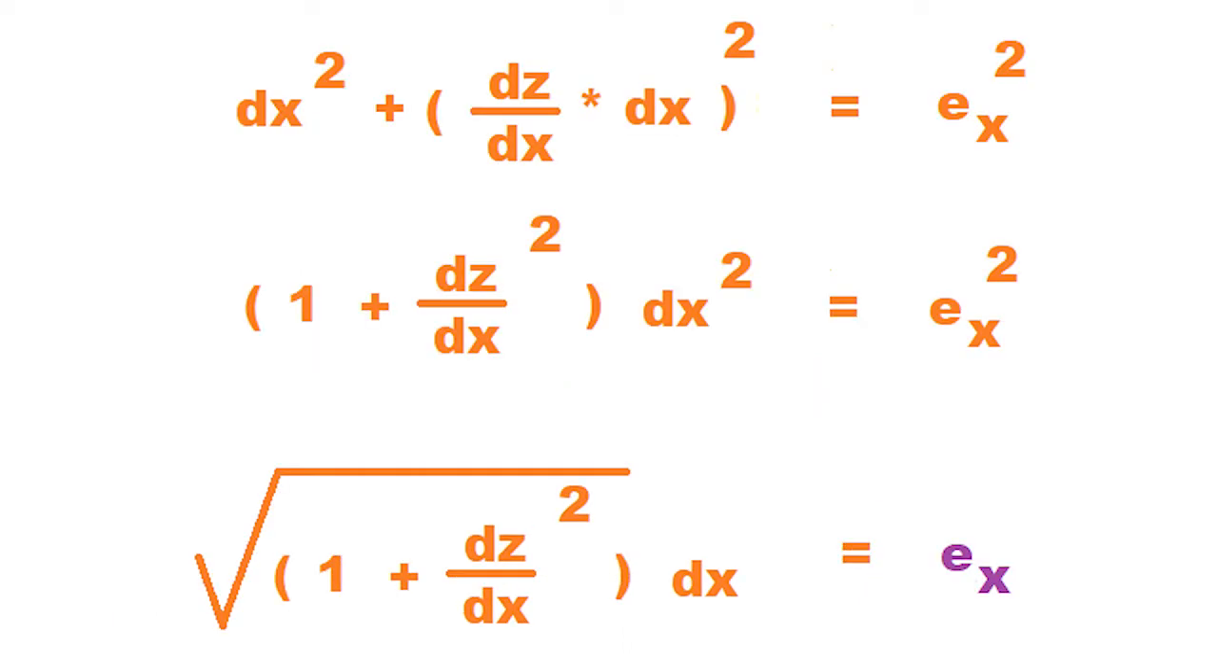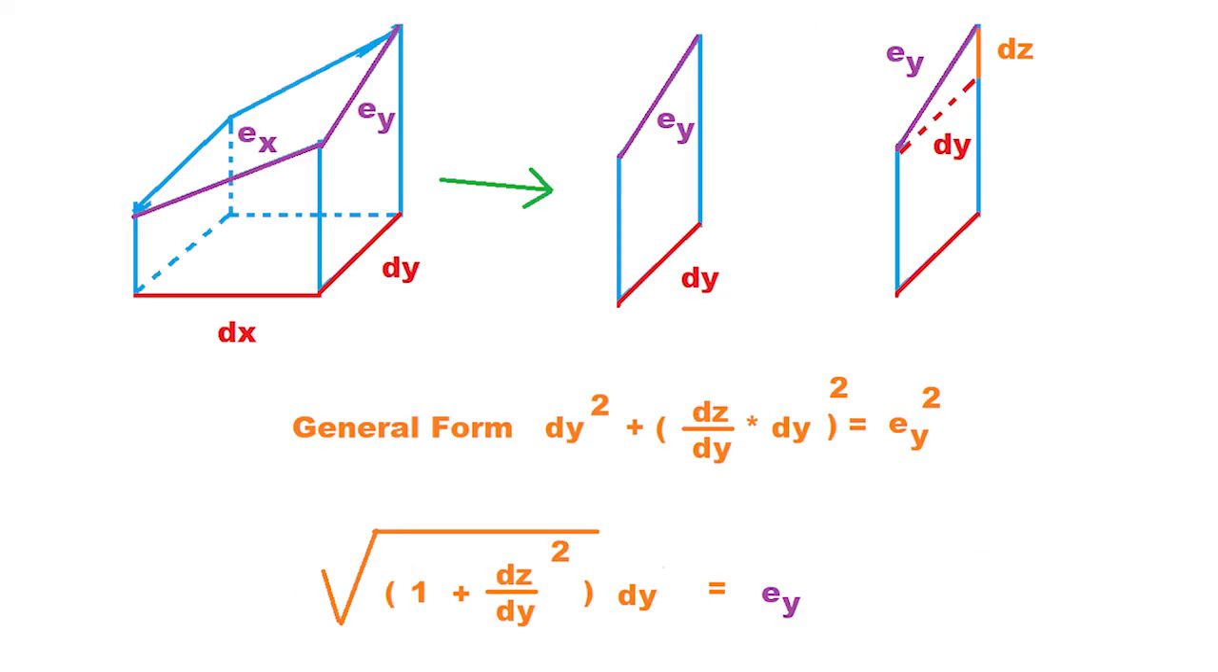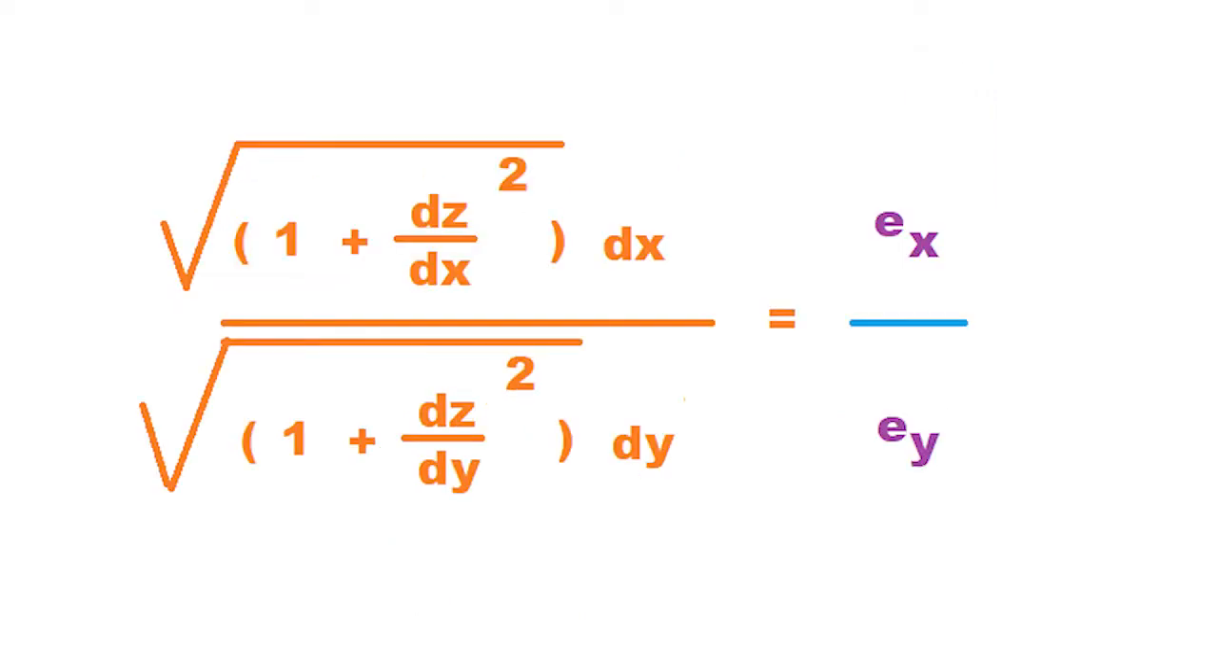Doing some algebra, pulling the dx squared out of the left side and square rooting both sides, we get the square root of 1 plus (dz over dx) squared, times dx, equals ex. Now that we've found ex, we can use the same process to find ey. And after doing that, we can represent ex over ey in this manner here. Finally, we're making some progress.